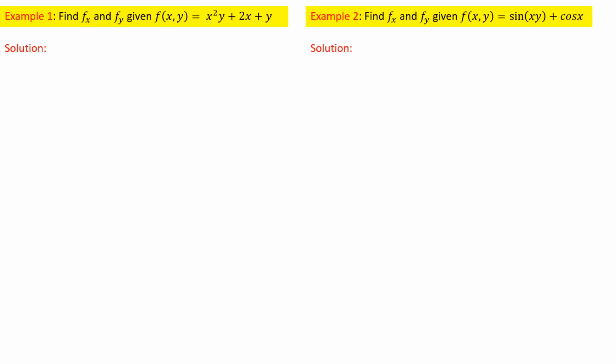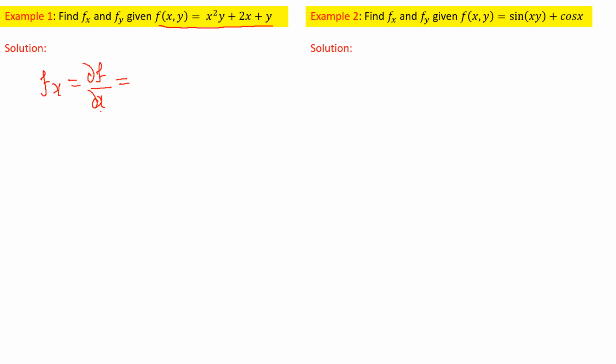Let us do some problems. Question number 1, we are asked to calculate fx and fy, and we have the function f of x comma y equal to x squared y plus 2x plus y. So first I have to calculate fx. The meaning of fx is dou f by dou x. That means partial derivative of the function f with respect to the variable x.